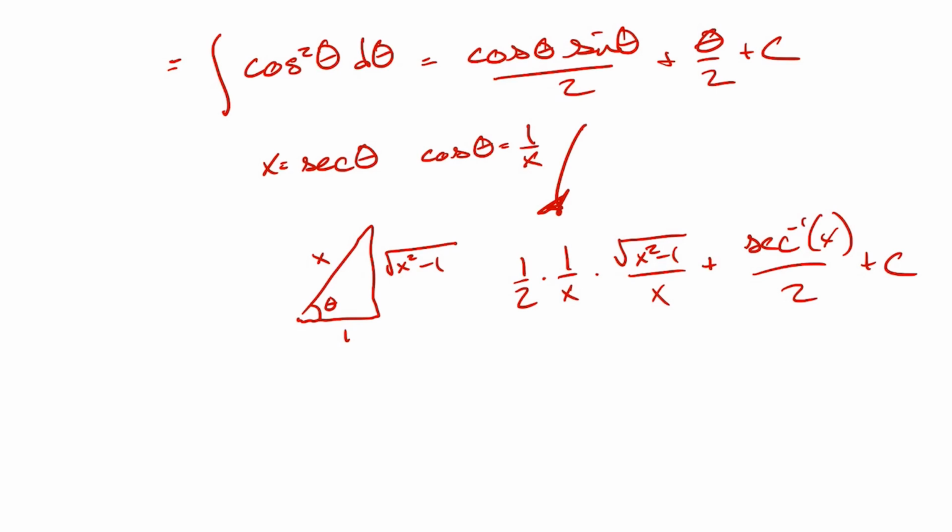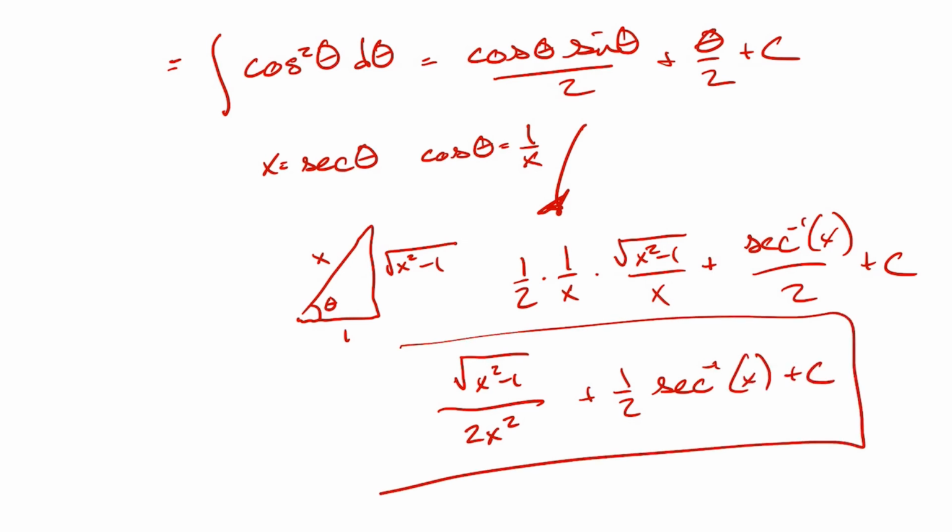And then lastly, just clean this up a tiny bit. The square root of x squared minus 1 over 2x squared plus 1/2 secant inverse x plus c. And that's our final answer.